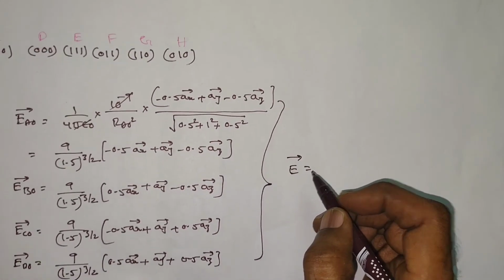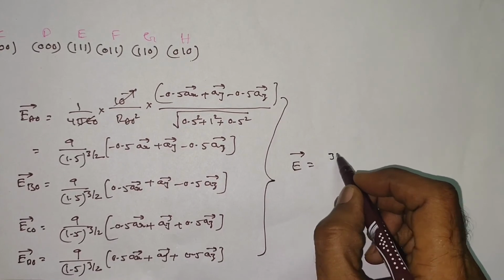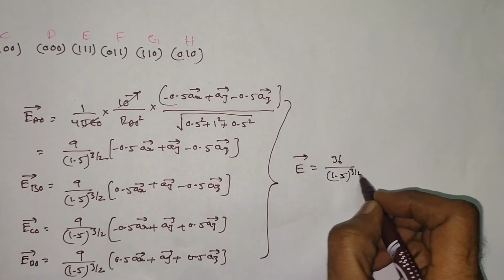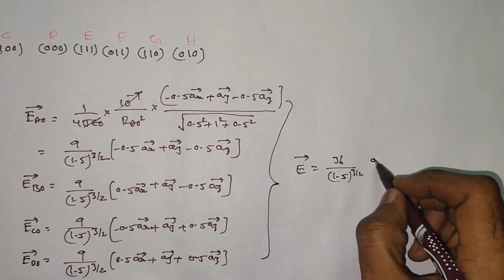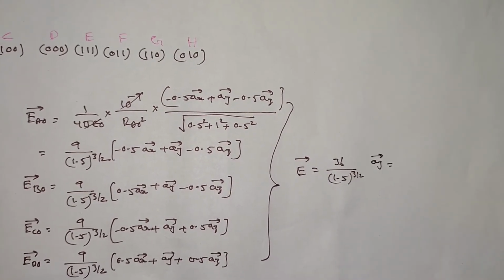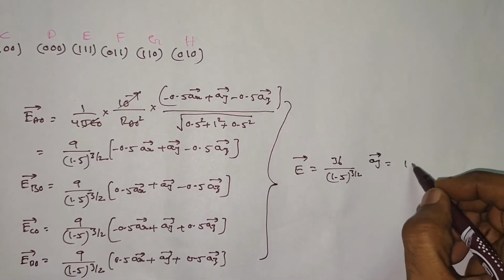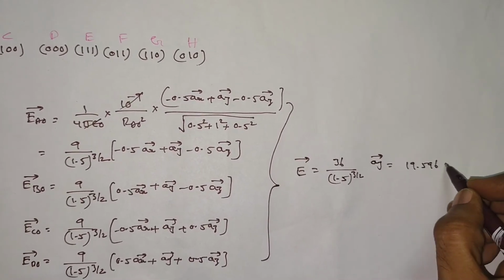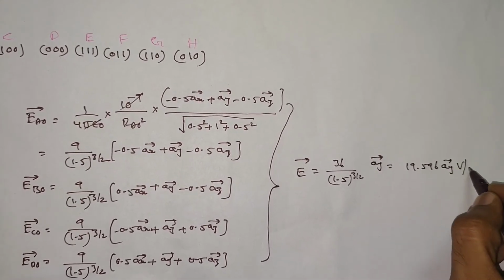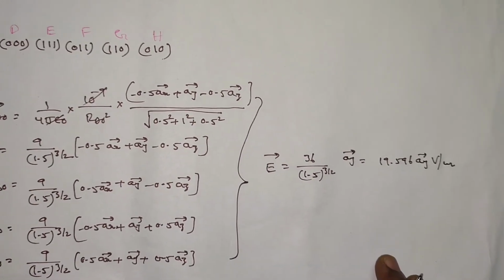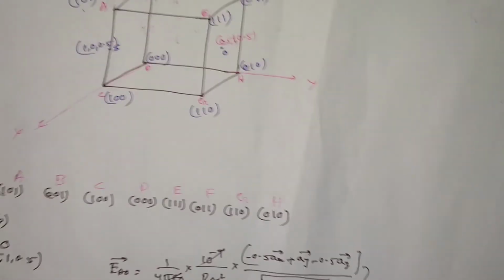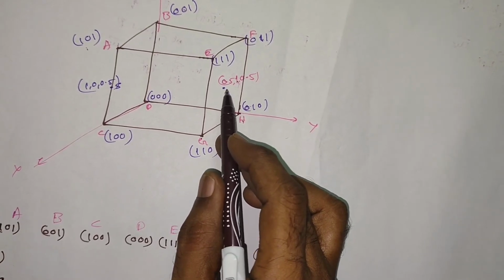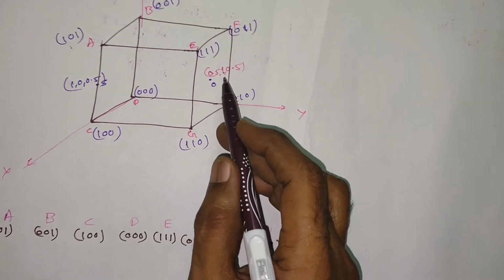If you simplify this, we are going to get the total field intensity as 36 by 1.5 power 3 by 2 multiplied by AY bar, which is nothing but a magnitude of 19.596 AY bar volt per meter. So this is the electric field intensity at the center of the face. This is the solution for B.